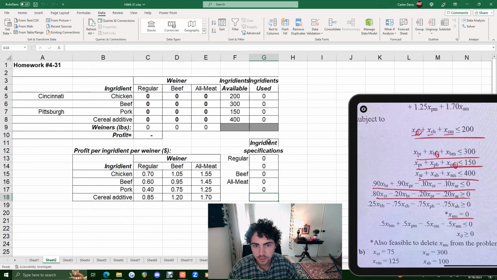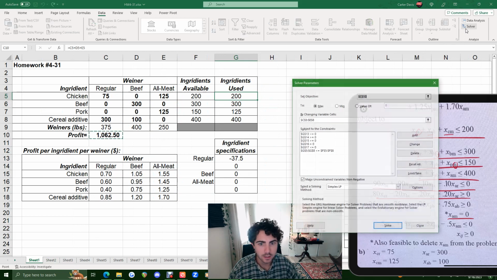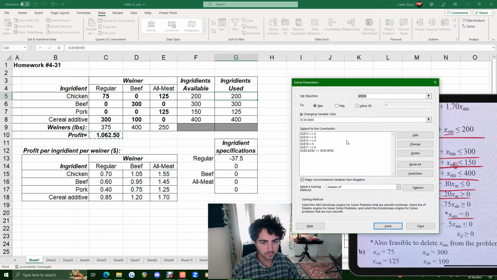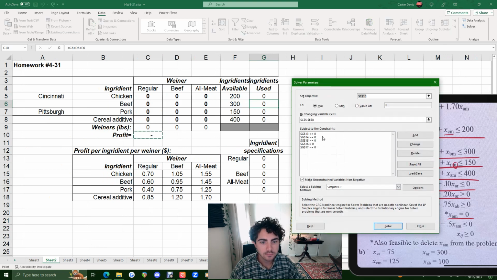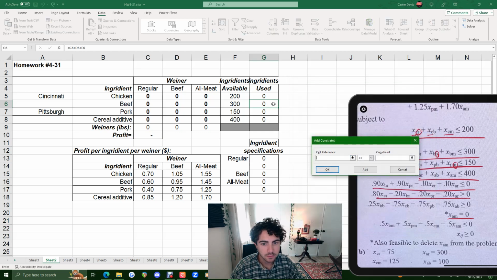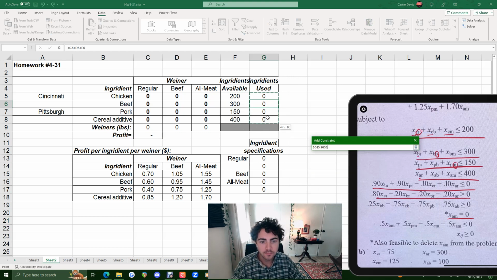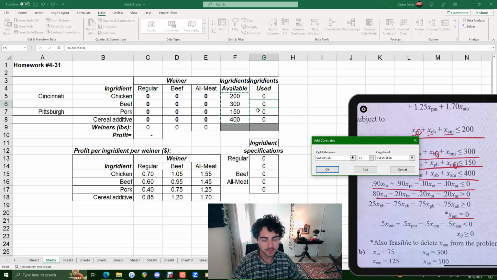Oh, did I get rid of the ingredients used? No, that should be good. Let me see if I can find what's different. Sorry, I'm just kind of winging it, but I thought I would have nailed it. Oh, right. I forgot the one thing. Yep, so I forgot these constraints here. So we're adding, we need all of these to be less than or equal to all of these. So the ingredients used has to be less than or equal to all of those.